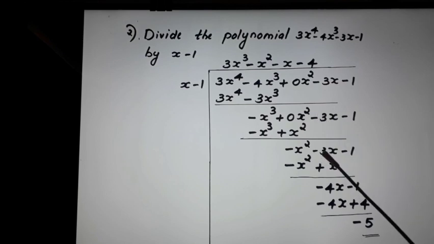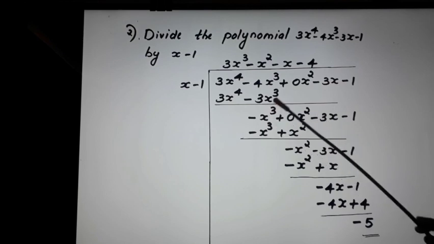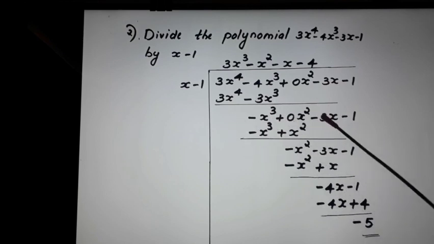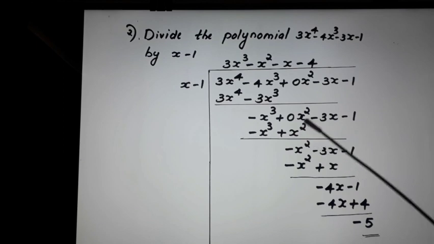Then in a similar way you have to do the subtraction. First term becomes 0. See the second term, 0x square minus x square, which is minus x square. Then minus 3x minus 1 is brought down. So you get minus x square minus 3x minus 1. That is our new dividend.